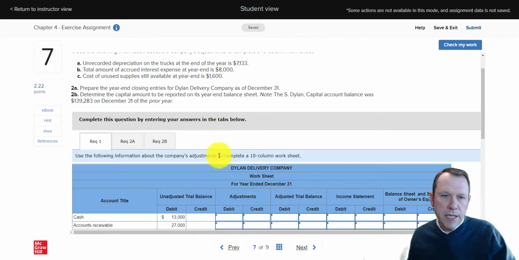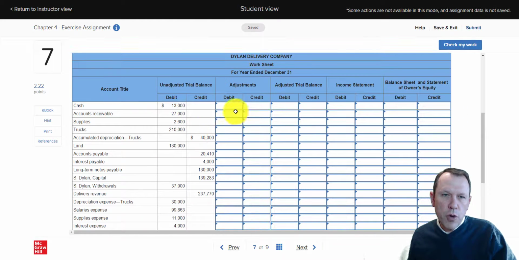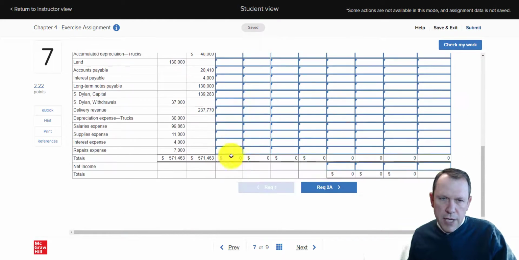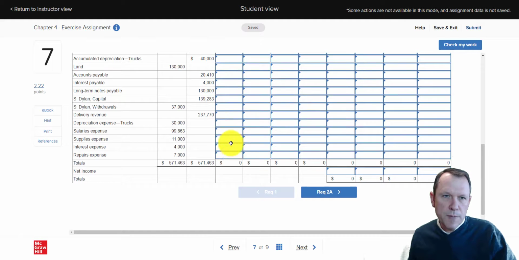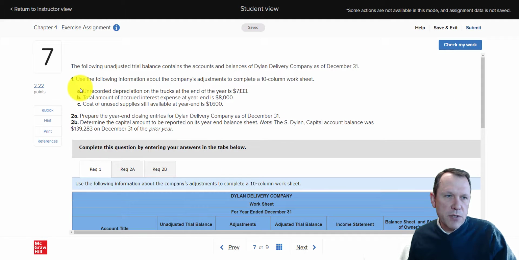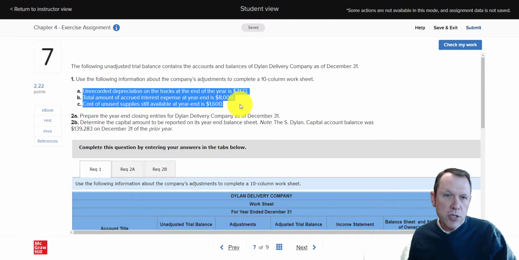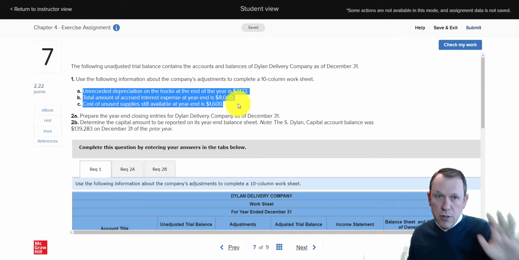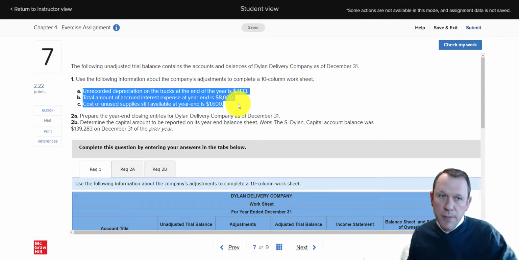Okay, so which means we're going to first do our adjustments. Debit, credit, make sure our adjustment total is balanced at the bottom. All the adjustments are going to be here, right? Just 3 of them, just 3 adjustments. So that kind of simplifies it a little bit, but they're going to be there.